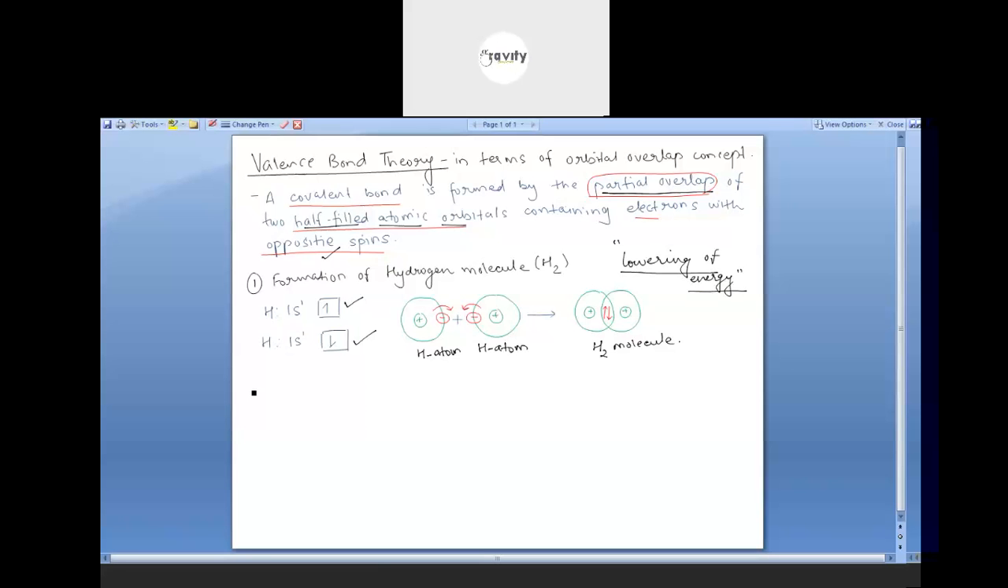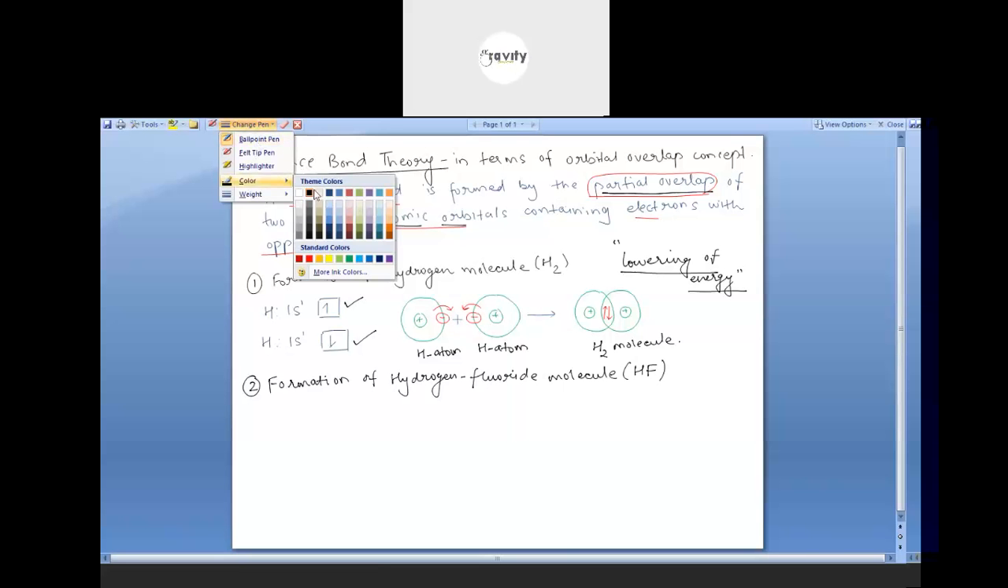Let's consider one more example to make it more clear. This is formation of the hydrogen fluoride molecule, that is HF.